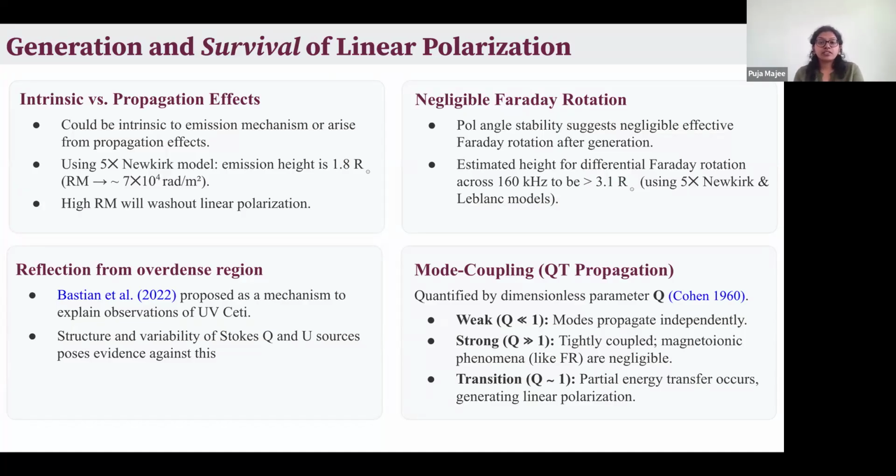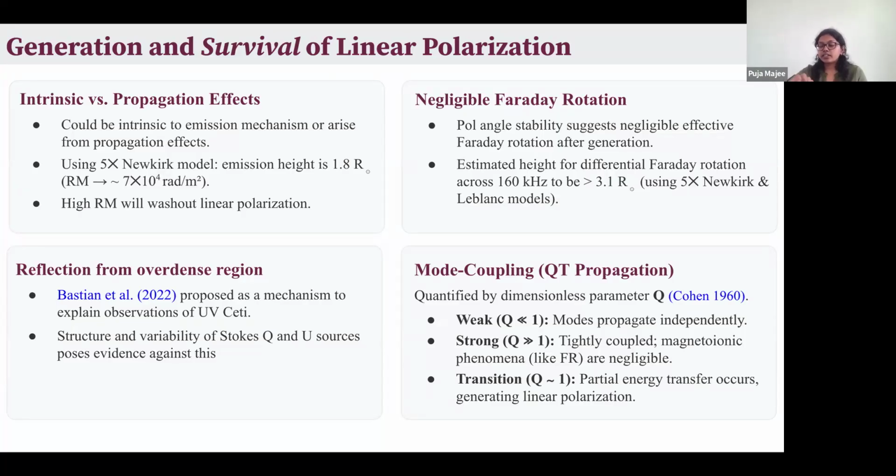So then we move on to the other scenario, which is mode coupling by quasi-transverse propagation. What does that mean? Quasi-transverse means when the electromagnetic wave is propagating perpendicular to the magnetic field. So what is mode coupling?